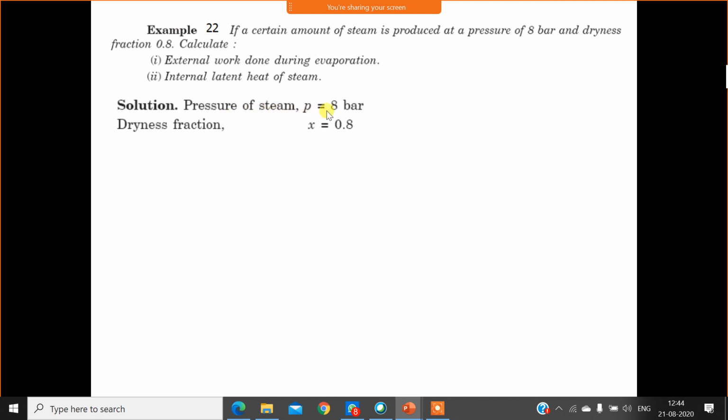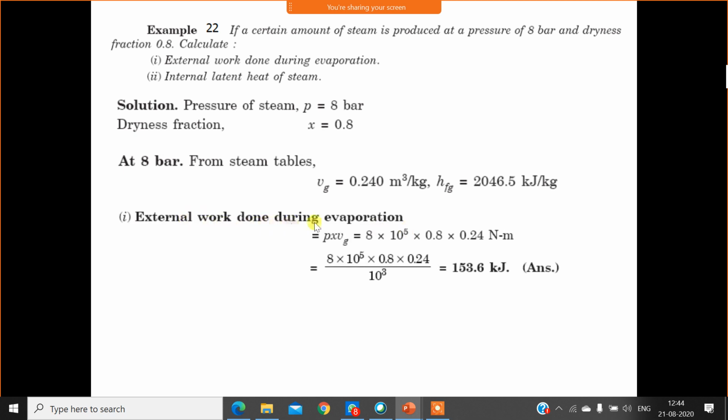The pressure of the steam is 8 bar and the dryness fraction is 0.8. At 8 bar from the steam table, we have seen that vg is 0.240 meter cube per kg and hfg is 2046.5 kilojoule per kg. We have taken only these two values because we require only these to calculate work done and internal latent heat. Now, the first part is the external work during evaporation.